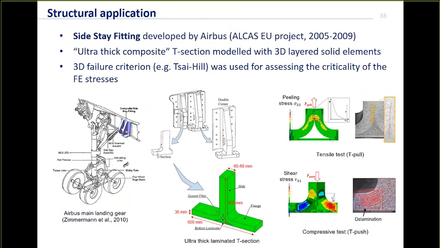Typical application for this sort of thing might be a structure. So here's an example. This is a side stay fitting developed by Airbus, part of a project, and this is assessed using a 3D version of the Tsai-Hill criterion. So basically, you need to look at all the loading cases that are possible on the landing gear, and you're really searching for the worst case and seeing whether you're likely to exceed the failure criterion or what your safety factor is. So it's a way of assessing the criticality of the stresses.